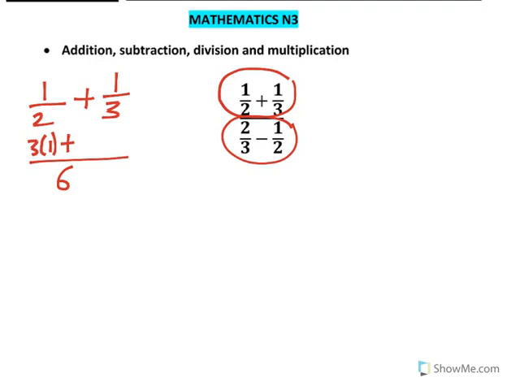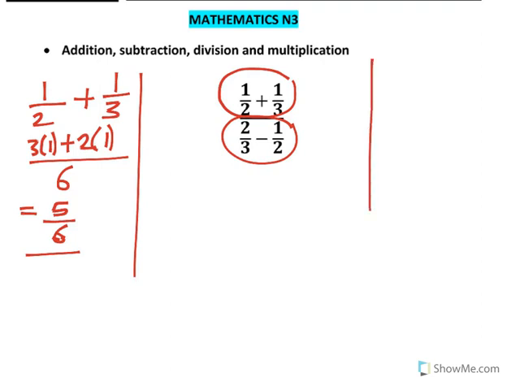3 times 1, plus 3 into 6 it's 2, 2 times 1. Then what you're going to have is 3 plus 2, which is 5 over 6. Remember, you're not supposed to use a calculator in this method. Then after that, you're going to add again.